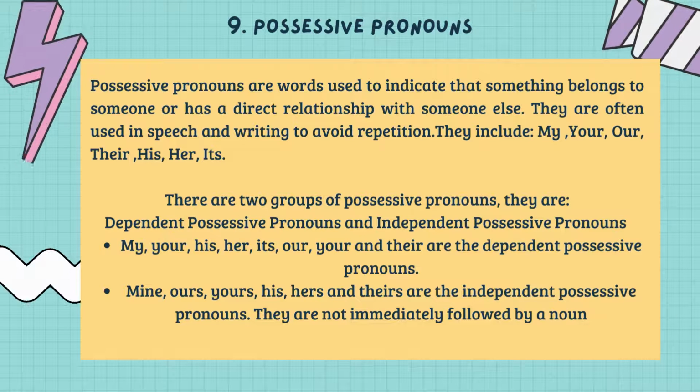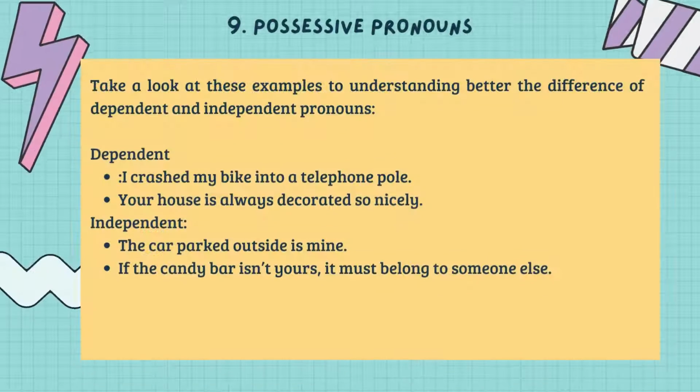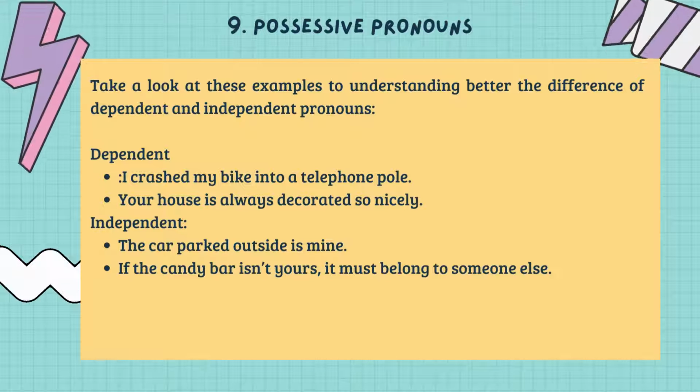There are two groups of possessive pronouns. They are dependent possessive pronouns and independent possessive pronouns. My, your, his, her, its, our, your, and their are dependent possessive pronouns. Mine, ours, yours, his, hers, and theirs are the independent possessive pronouns. Take a look at these examples to understand better the difference of dependent and independent pronouns.